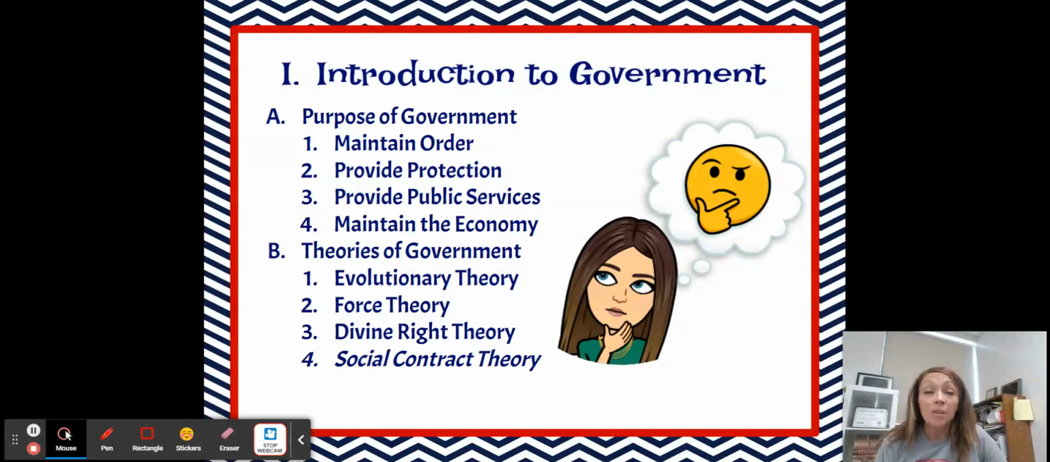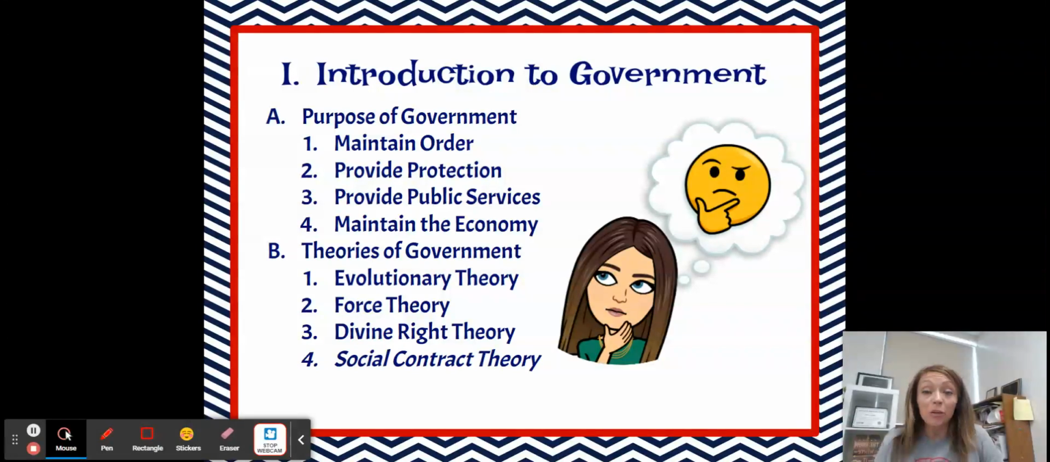The next one is the force theory. This theory of government tells us that one person or group basically became the government whenever they forced themselves to be in charge. So taking over another group by force. So think militarily, that kind of stuff.